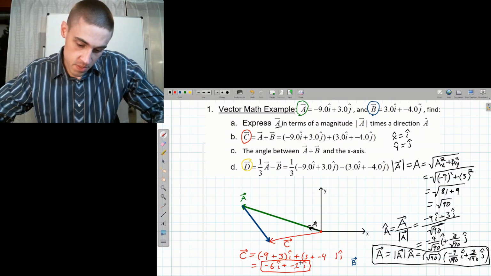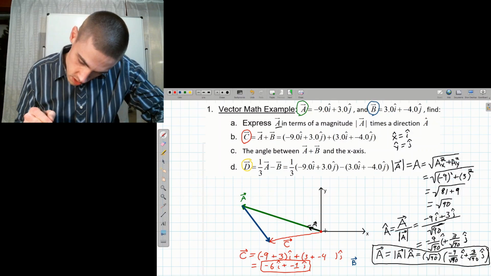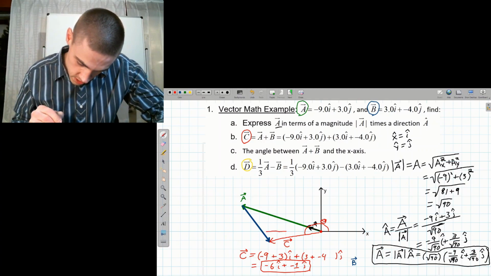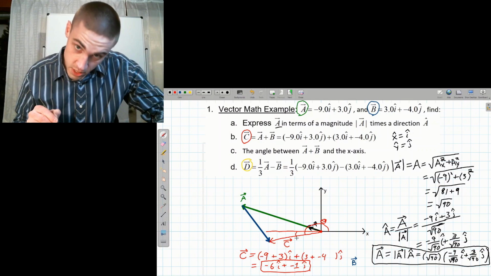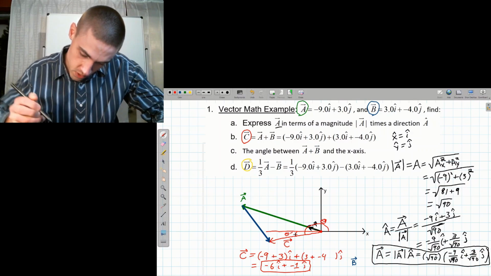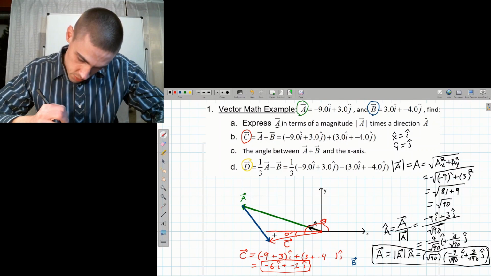Now, in part C, it wants me to find the angle between A plus B and the x-axis. Okay, so that would be this angle right here, theta. All right, well, what I'll just do is I'll take the angle from this, we'll pick out this little angle here, and then we'll just add 180 degrees to it. So we can call this theta prime.